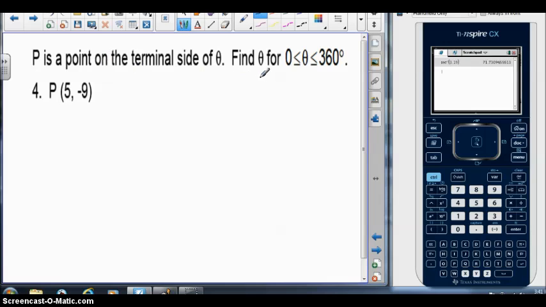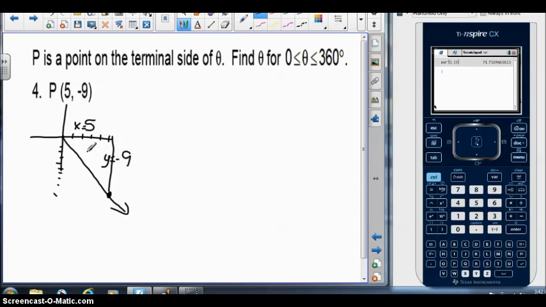P is a point on the terminal side of theta. Find theta for 0 to 360 degrees. I'm still in degrees, no changes on my calculator necessary. So let's draw a picture of what's happening here. If we go over 5, that's our 5, down 9, we would be here. If it's a point on the terminal side, then our angle's coming out. So this is a 5, this is -9. That's our x value, and that's our y value.